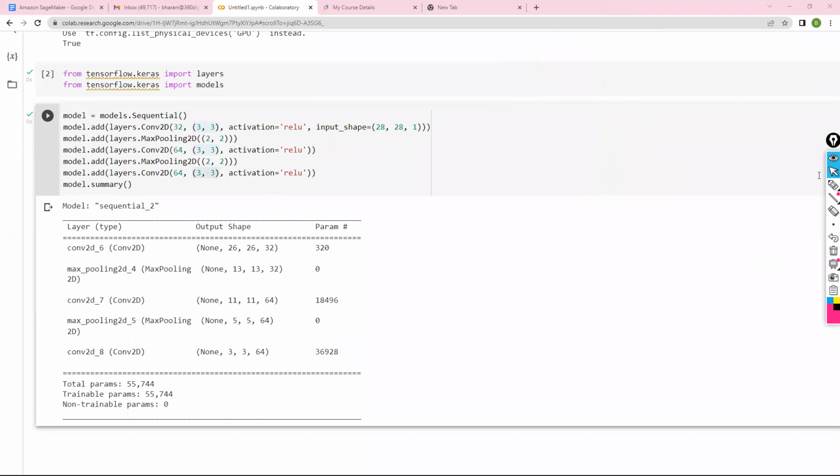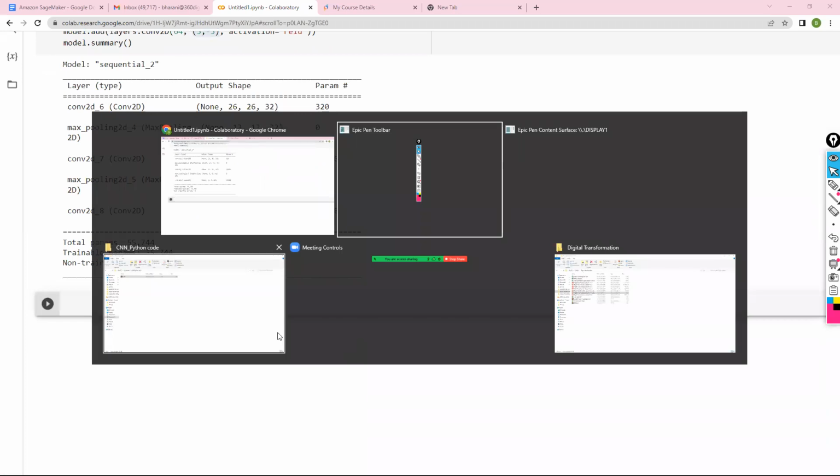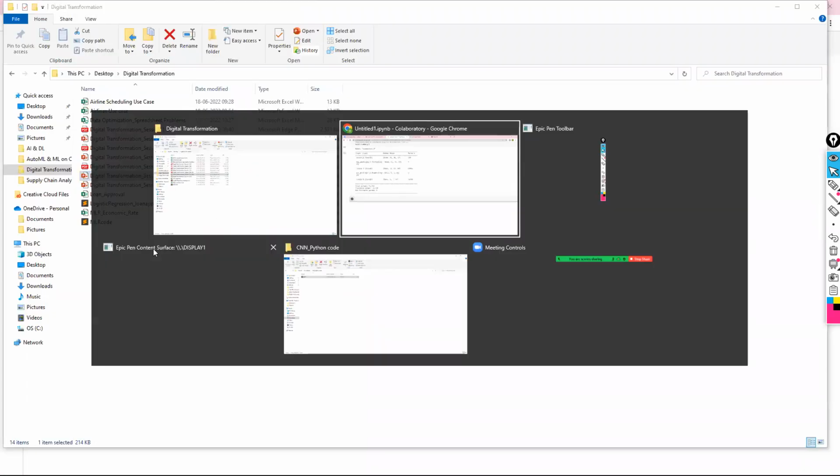In total, there are 55,744 parameters that your model is going to learn. So let me open another. Oh, where did that go?